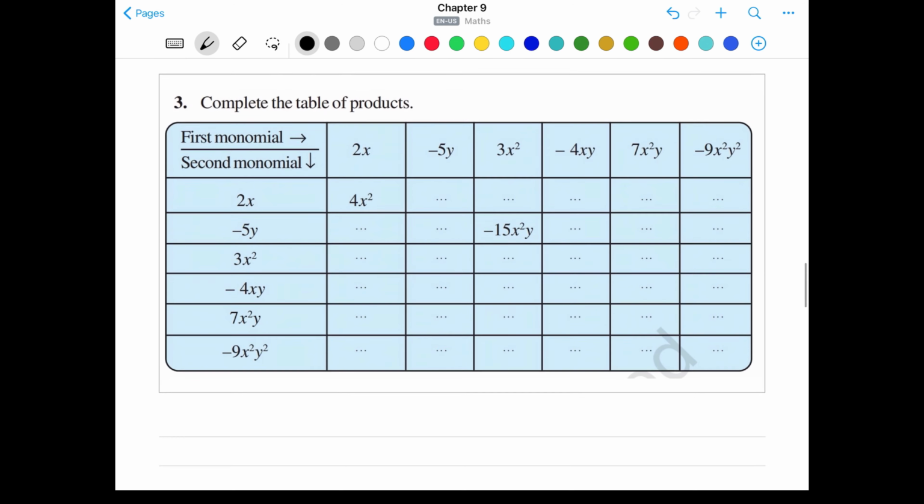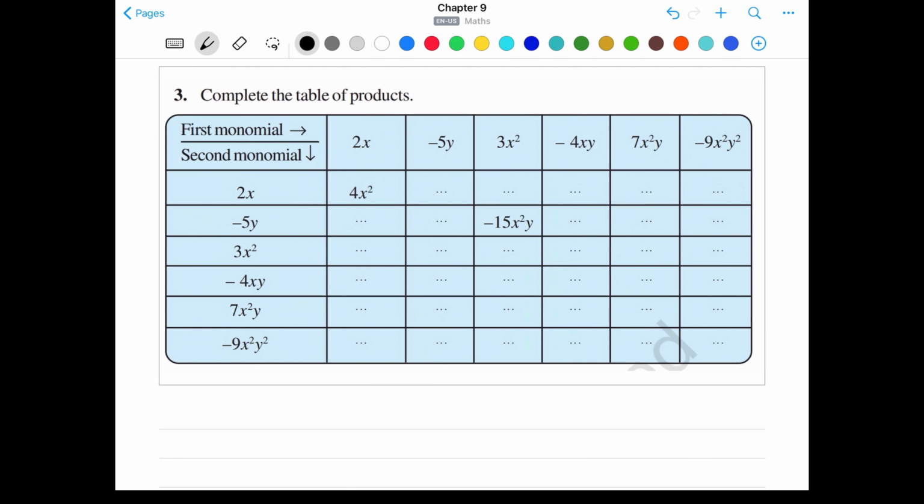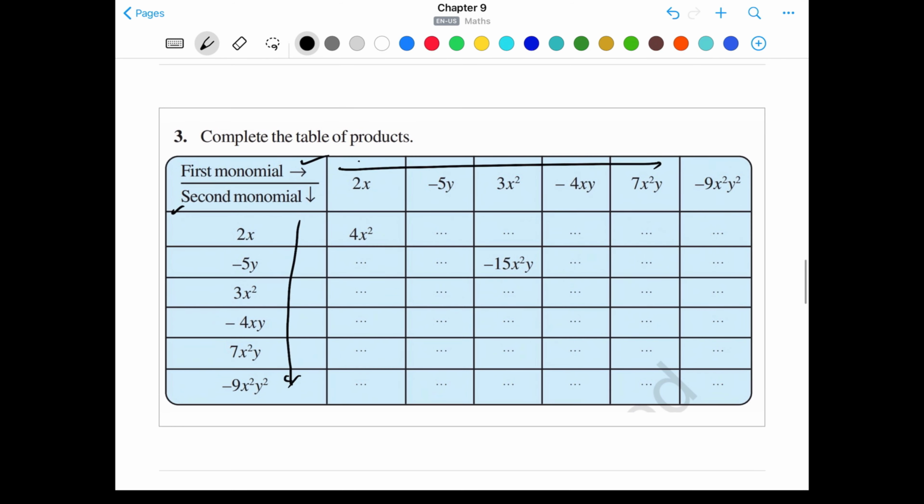Now let's move to the next question. Question number 3 is, we are given a table here, we have the first monomial here as the arrows indicate, and the second monomial is written in this column. We have to find their product. So we'll multiply the first term here with the first term here, and get the product as this 4x square. So we have to fill this table. Let's start.